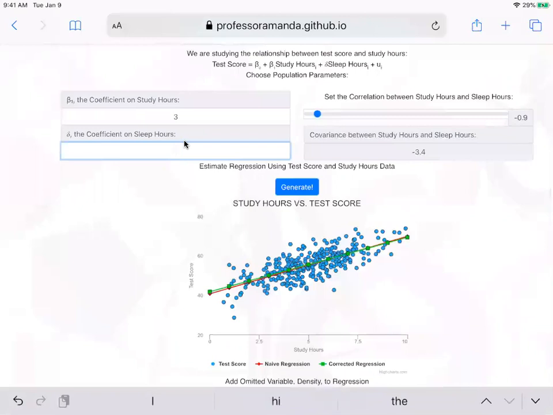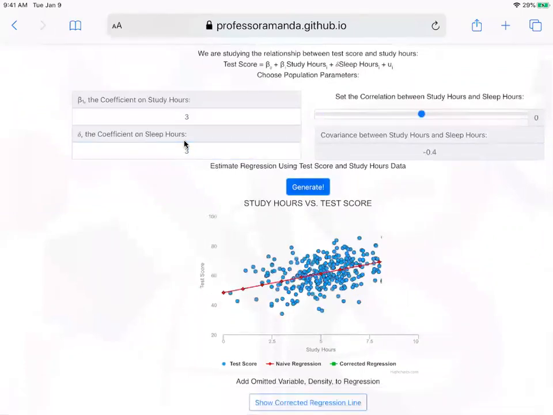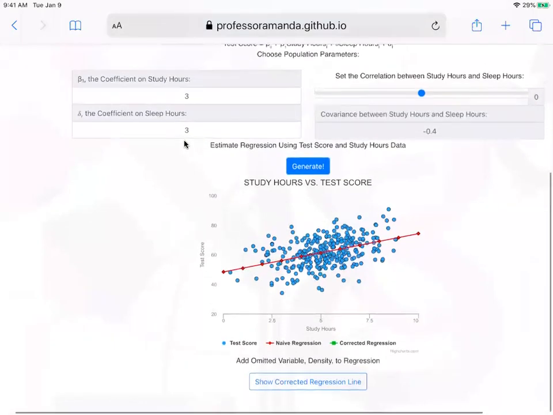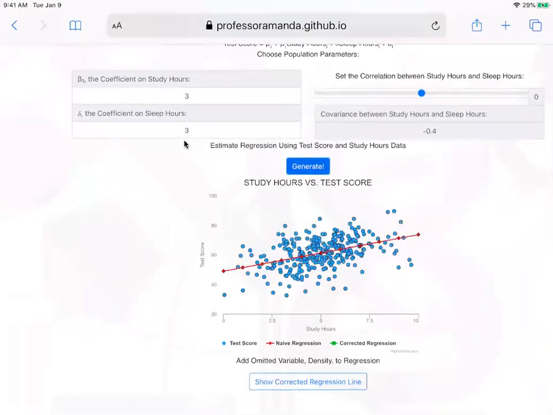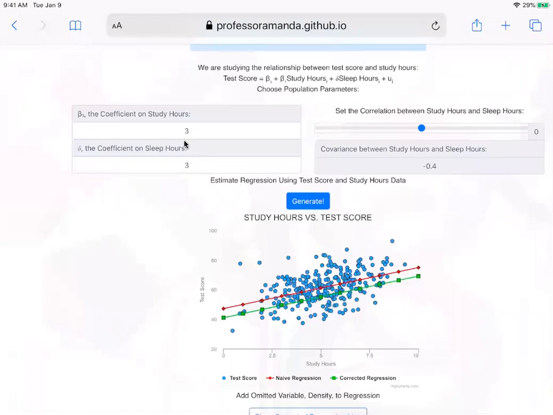Conversely, you could say, okay, yes, sleep does have a positive relationship with test scores, but if the correlation is 0, when we plot our naive regression line, we're going to get the exact same slope as when we include sleep in the regression. Now the intercept is different in this particular case because sleep is impacting test scores even if we study not at all, but the slope of the naive regression line and the corrected regression line are the same, because if study and the omitted variable aren't correlated, there's no omitted variable bias.